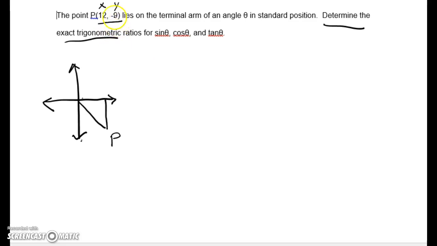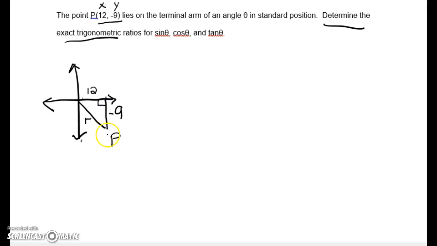Then we can also label this. We know that our x distance is 12, so from the origin out along our x-axis, we have a distance of 12, and then our y value going straight up and down, that is negative 9. So now in order to do our sine, cosine, and tan, we have to have a y value, which is negative 9. We need to have an x value, which is 12, but we don't have that r value. So we need to find that hypotenuse of your triangle.